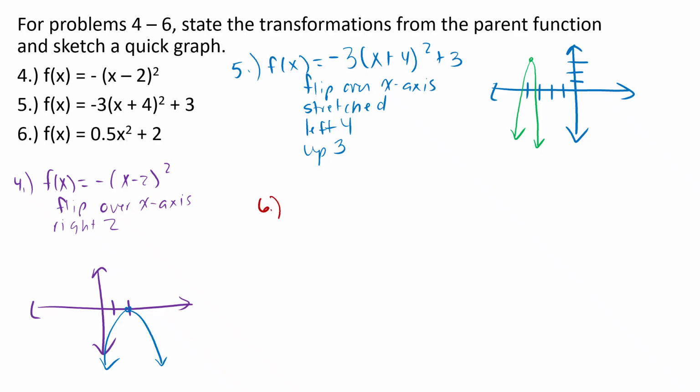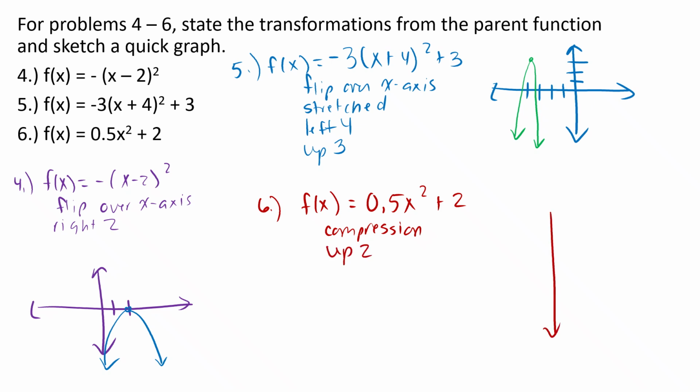For number 6, we have f of x is equal to 0.5x squared plus 2. 0.5, that is a compression. So this one is going to be wide, like something pushing down on it. It is not flipped over, and you don't have any adding or subtracting inside the squaring, so there's no left-right on that, but it does go up 2. So when we go to do our quick graph, it's going to go up 2, and then I need to plot my vertex, and I'm just going to try to show that this one is wider.